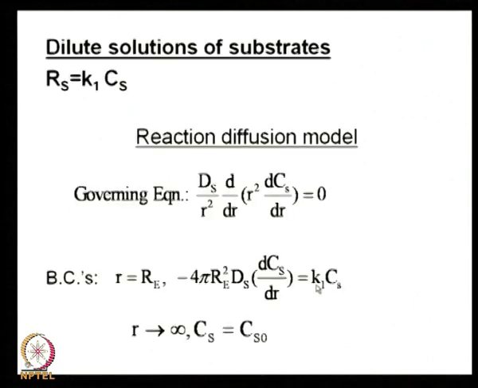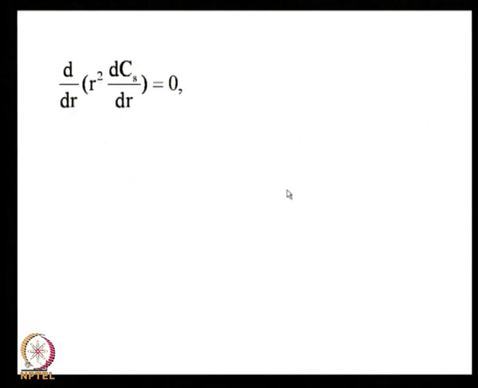Now, what I want you to do again is to put your pen to your paper and try and quickly solve this. Integrate it first, and then put your boundary conditions in there and see what you get. This is the equation that you need to solve. Just integrate it very quickly first time. If you integrate it first time, you get r squared dCs dr equals constant, right. Can you obtain the value of the constant right at this step?